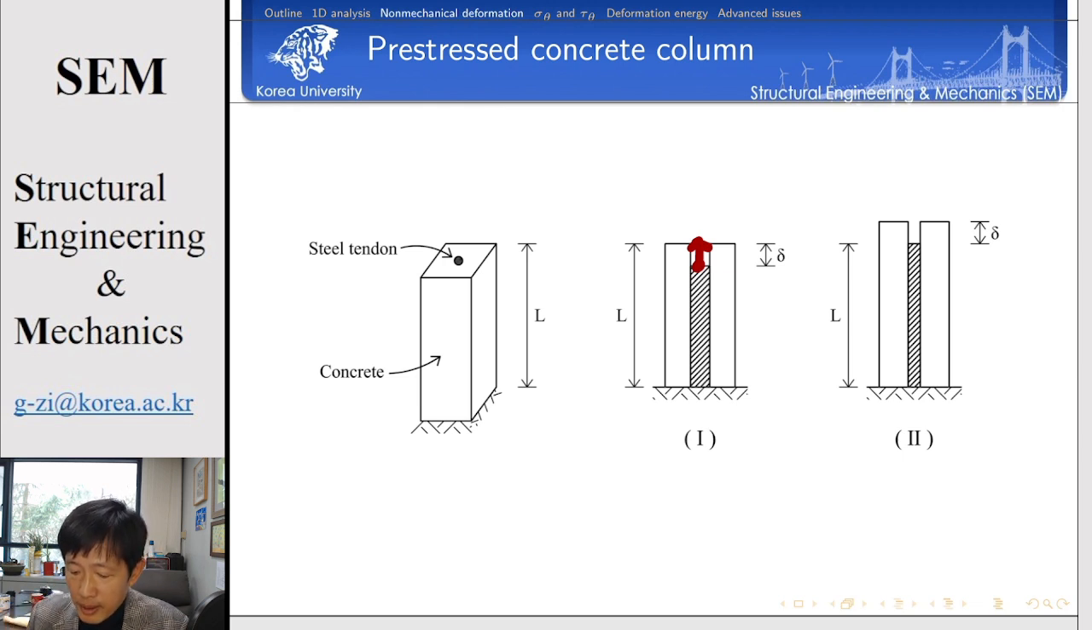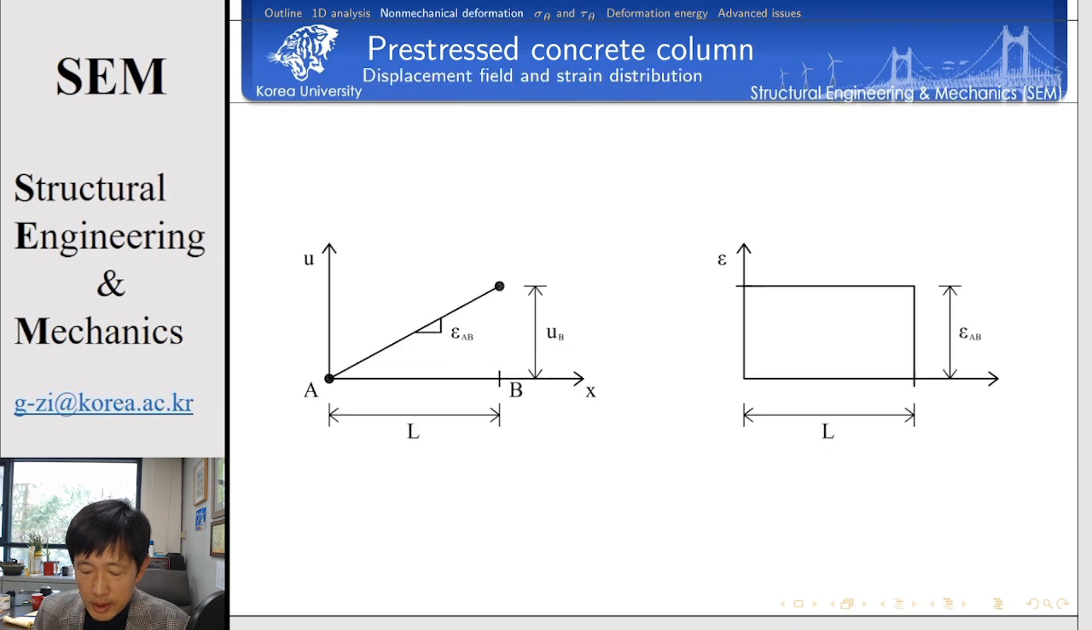Okay, and then in the second case, there's no length error in the pre-stressing tendon, but the length of the concrete section is a little bit longer than the reference length by delta. So in that case, we have to compress down the concrete section to the pre-stressing tendon point. So let's consider these two different cases for a comparison.